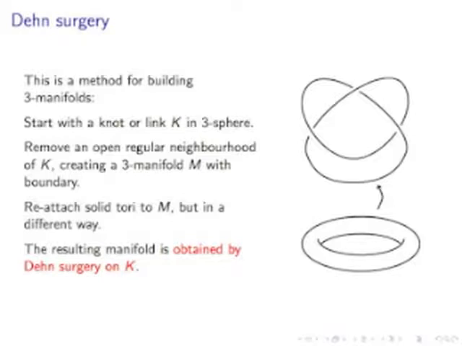It turns out that where you send the meridian of the solid torus completely determines the manifold that you get. So the ways of reattaching are parameterized by the set of isotopy classes of essential simple closed curves on these tori, one for each component of the link. So an isotopy class of essential simple closed curves is called a slope.